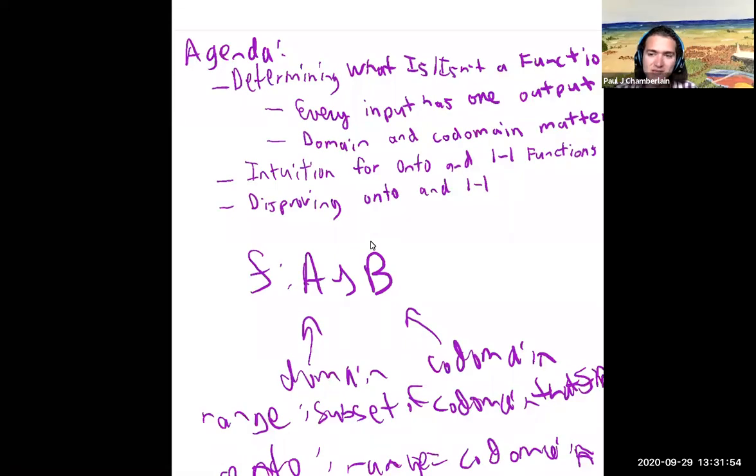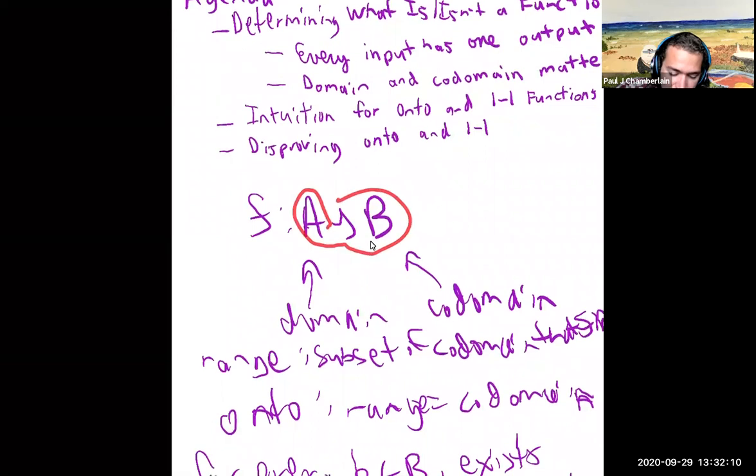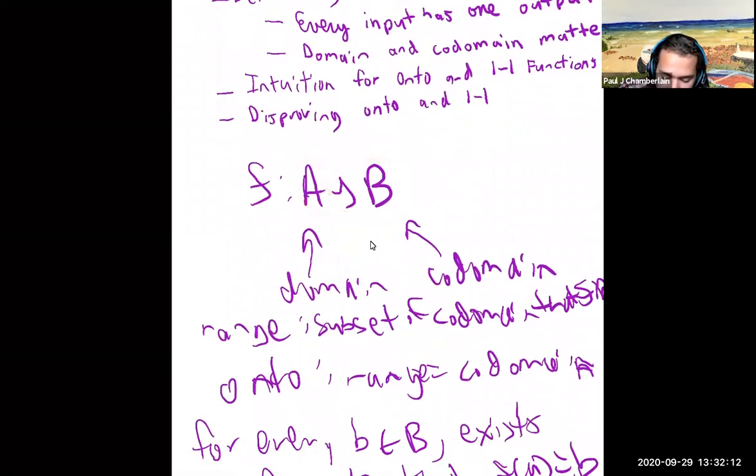Hello, everyone. Today we'll be talking about functions and developing some intuition for one-to-one and onto proving and disproving. So a function, just to recap, is some mapping from a domain A to a codomain B. And we know that the range is a subset of the codomain that f is actually mapping to.